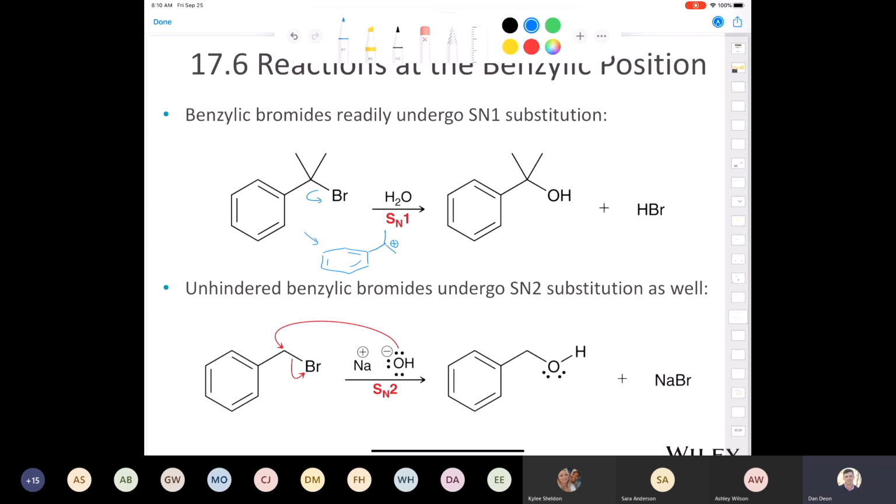It says here that an unhindered benzylic bromide, so here we have a primary benzylic bromide, is going to undergo an SN2 reaction. This molecule here is called benzyl bromide. I think I told you this probably in organic chemistry 1 because we saw benzyl bromide in that class. Benzyl bromide is a severe lacrimator, a horrible lacrimator.